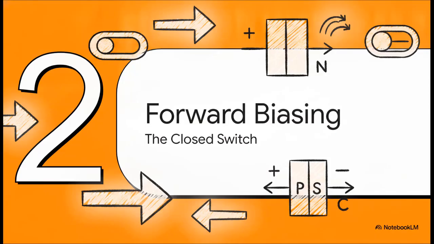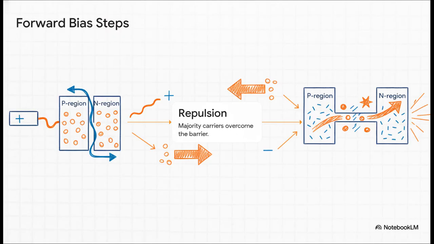Moving on to part 2, forward biasing, or what we can think of as the closed switch. Let's break down exactly how this works. In forward biasing, we connect the P region of our device directly to the positive terminal of a battery and the N region to the negative terminal. Now think back to basic Coulomb's law. Like charges repel each other, right? So the positive battery terminal actively pushes the positive holes away, and the negative terminal pushes the negative electrons.